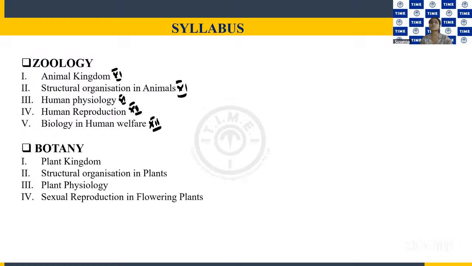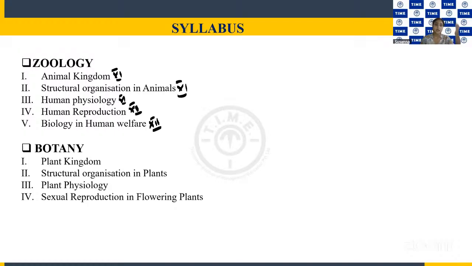In animal kingdom, you will be studying the classification and basics of kingdom Animalia, its phylum, classes, everything with examples. Structural organization is also a very huge chapter, where we'll be dealing with morphology and anatomy of animals. Human physiology will be dealing with almost all the systems, starting from the respiratory system, then digestive system, excretion, endocrine system, hormones, everything. Then human reproduction: male and female reproductive organs, reproductive health, everything comes under that. In biology in human welfare, you will be studying basically microbiology.